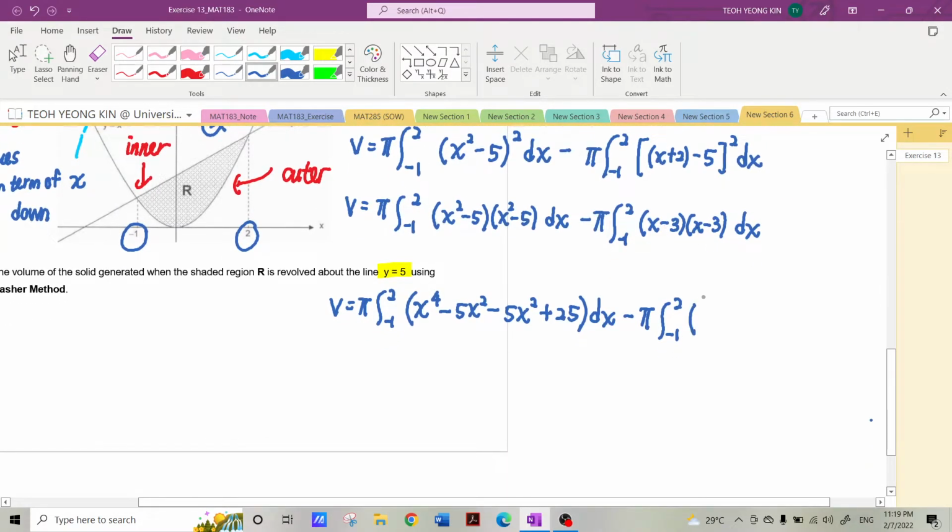So x times x, x squared. X times -3, -3x. -3 times x, -3x. -3 times -3 is positive 9. So we start to simplify before we integrate. So this is x power 4 minus 10x squared plus 25.